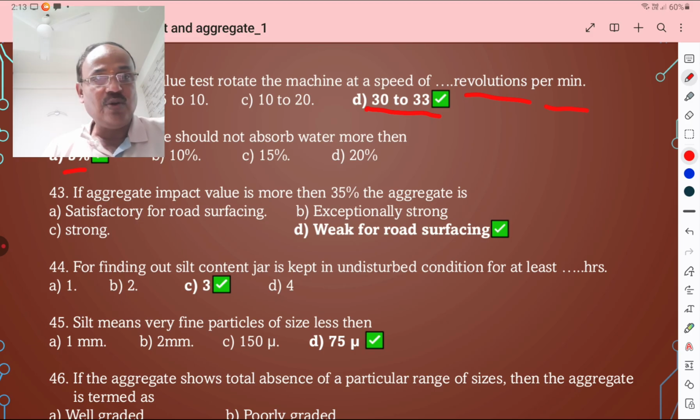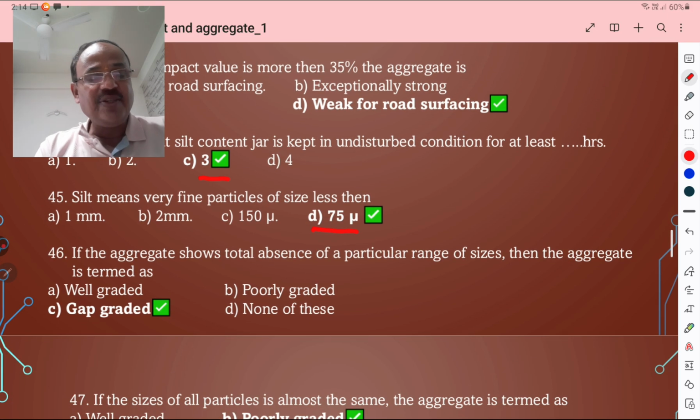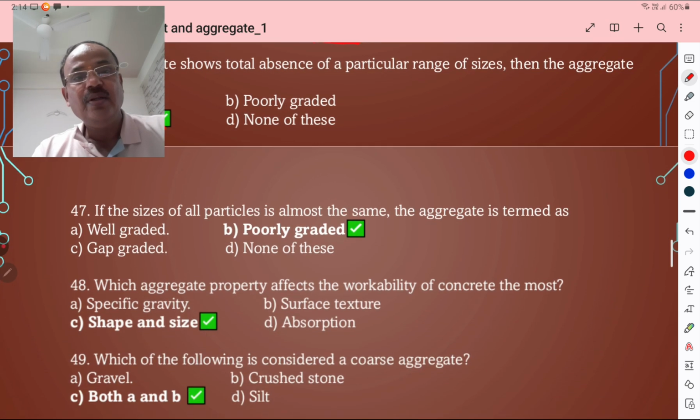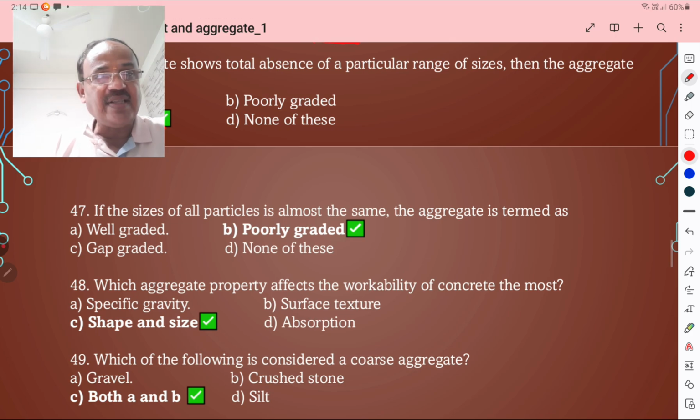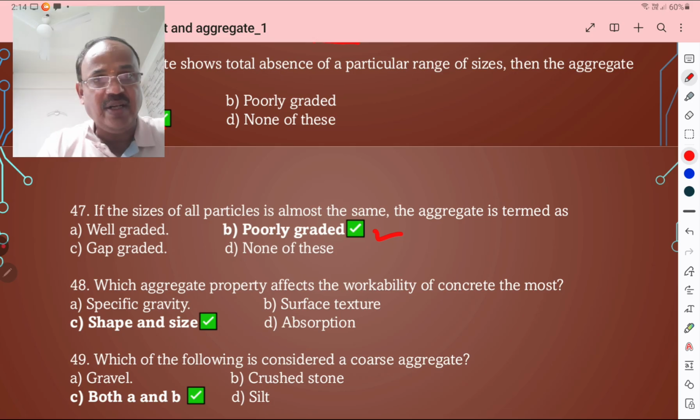For finding out the silt content, jar is kept in undisturbed condition for at least 3 hours. Silt means very fine particles of size less than 75 micron, that is silt. If the aggregate shows the total absence of a particular range of sizes, then aggregate is termed as a gap graded aggregate. If the sizes of all particles are almost the same, the aggregate is termed as poorly graded, means there is only one grade, so it is poorly graded.